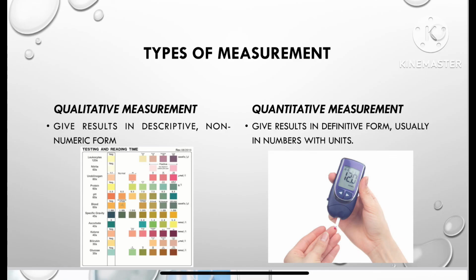I think I have already discussed the difference between qualitative measurement or analysis. This gives results in descriptive, non-numeric form. So when you make use of the dry reagent strip, most usually we make use of these color charts so that we can compare and contrast and give our readings. While for the quantitative measurements, this gives results in definitive numeric form. So it has numbers with the units provided.